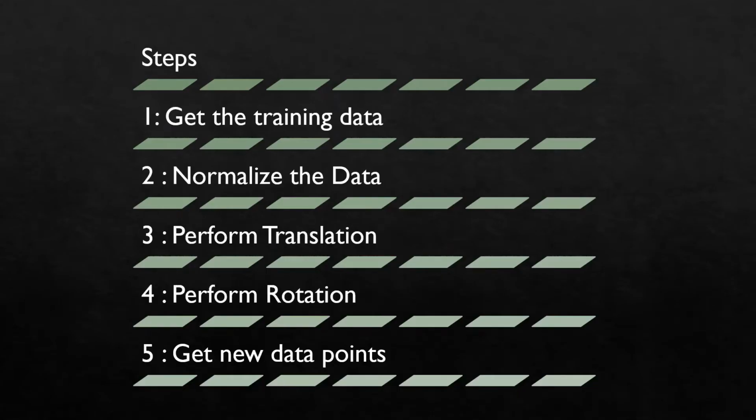The basic steps in PCA are: we get the training data, we normalize the data, we perform translation on the data, we perform rotation on the data. At the end of it, we get coordinate axes called the principal components, and then for the new coordinate axes, we get the new data points.